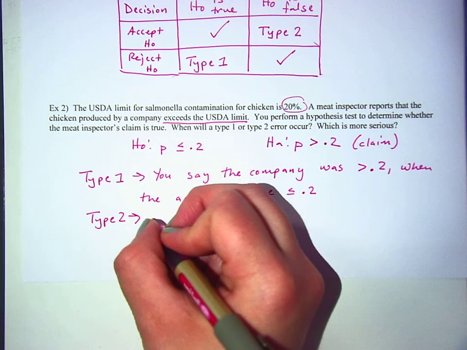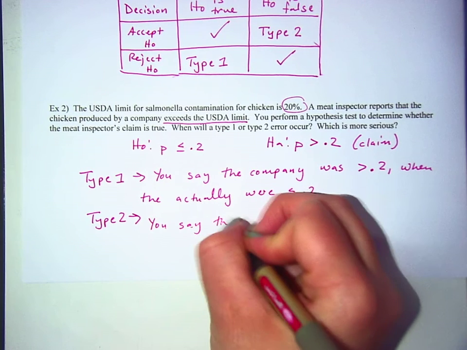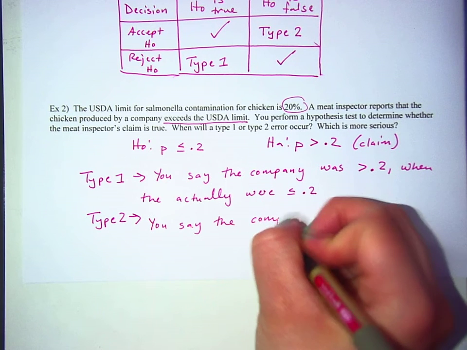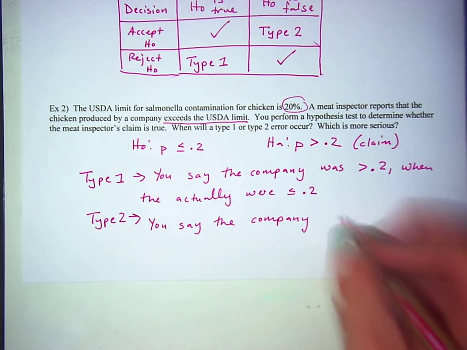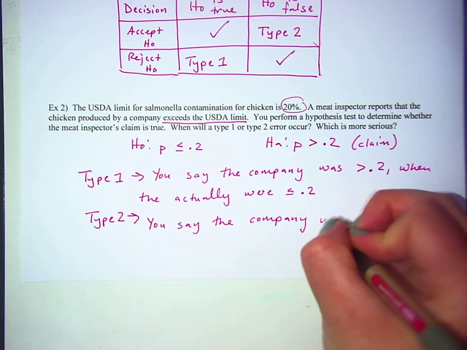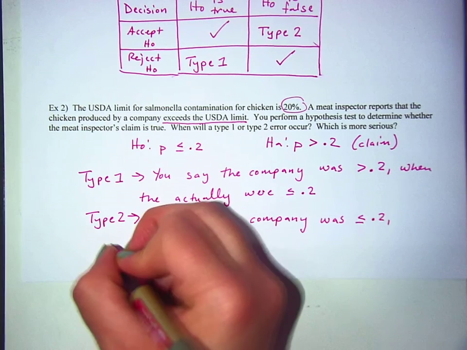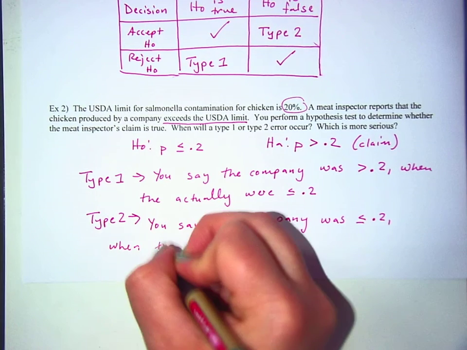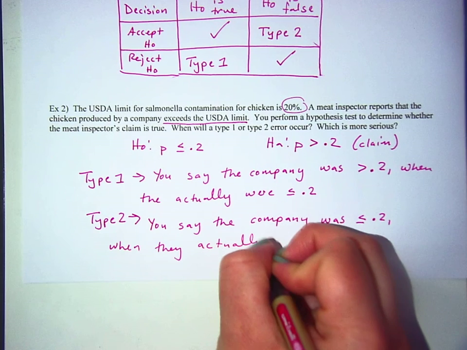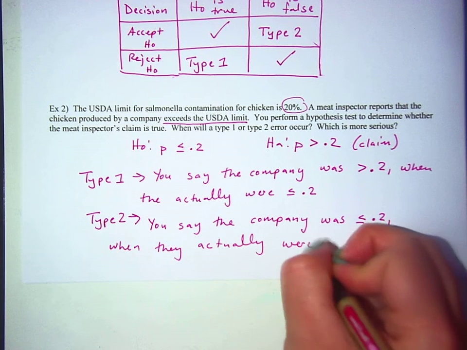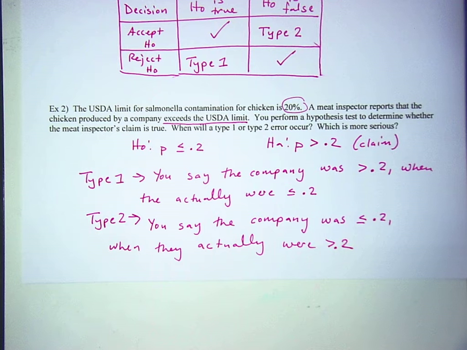And type 2 is that you say the company, this is when you believe the null hypothesis, but you shouldn't have. So you say the company was less than or equal to 20% when they actually were greater than 0.2.